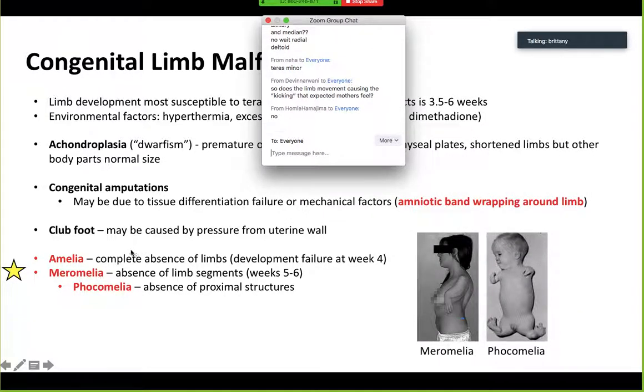So amelia is the absence of limbs. Meromelia is the absence of limb segments. And then phocomelia is the absence of proximal structures. So you can see over here how this baby has hands and feet, but the arm and the forearm itself is missing. All right, so know these three.